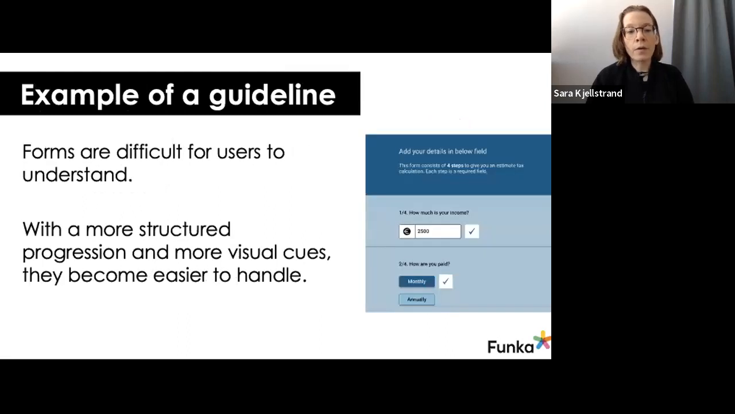So just to give an example of one of the guidelines that exists is that forms are usually quite difficult for users to understand. And there are guidelines to provide more understandable forms where you have a more structured progression and more visual cues, so they can become easier to handle. And I will provide you with a link to a website where you can read more about this kind of recommendations and guidelines.